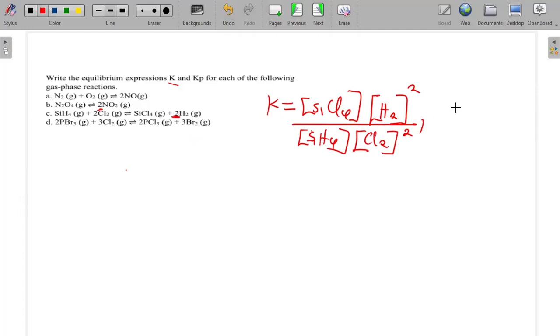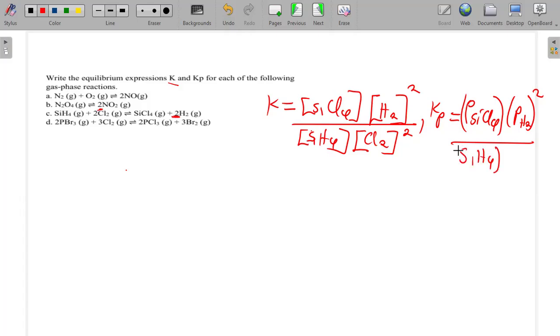For Kp, we're just using the pressure, isn't it? So we get the pressure for SiCl4, okay, multiplied by the pressure for hydrogen gas. So now this one we are going to square it, isn't it? Because the coefficient is 2, divided by the reactants that we are having. So we are having SiH4, okay, the pressure for that one. We are not going to power it to anything because the coefficient is 1, isn't it? Then multiplied by the pressure for Cl2, okay? Then the coefficient is 2 there, so we're going to power it to 2. That's what we are having, okay?